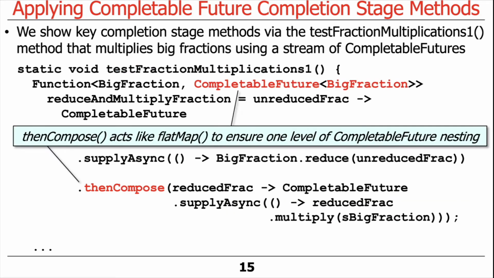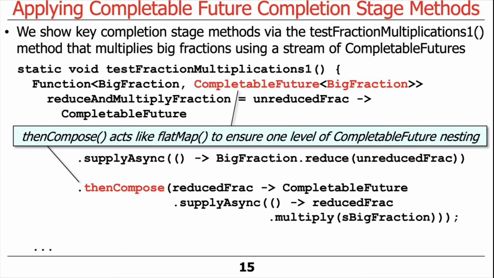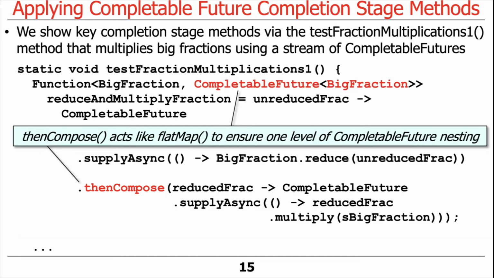There's an alternative way to do this, which is what's shown in testFractionMultiplications2, that alternative method that's part of that EX8 example in my GitHub repository. And this way we can get the asynchronous processing that we had here, but the difference is we don't have to call supplyAsync a second time. So remember over here we're calling supplyAsync a second time, and then we have to use thenCompose to make sure we don't end up with nested completable future results.